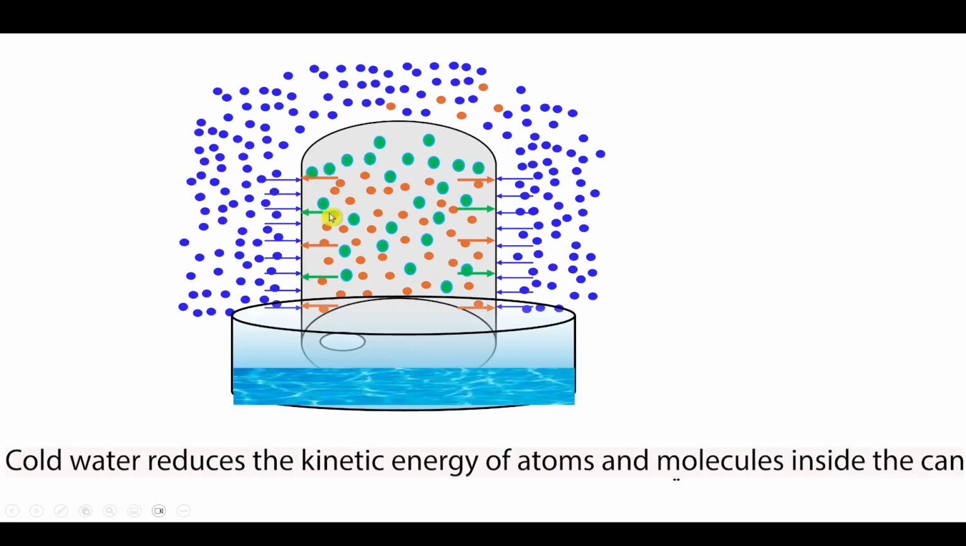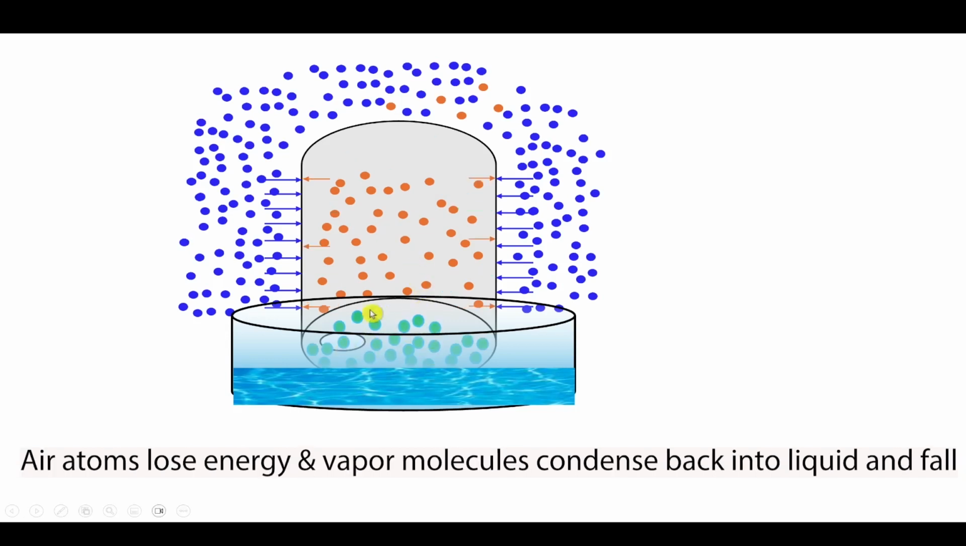Immersing the can upside down in cold water stops air exchange and reduces the kinetic energy of air atoms and vapor molecules inside the can. Reduced kinetic energy causes vapor molecules to condense back into liquid and fall down. Now let's observe what happens to the can as we immerse it in the cold water.